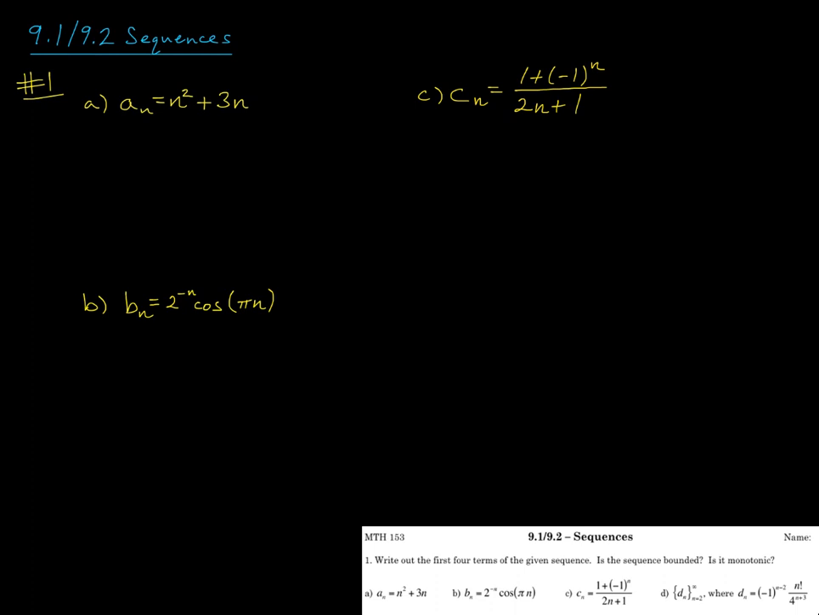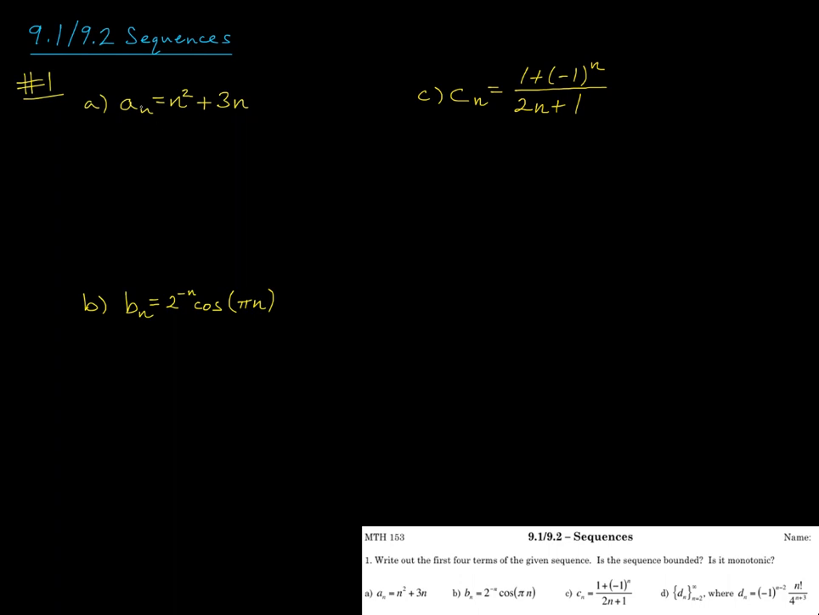In this video, we'll look at the first question on the 9.1, 9.2 worksheet. It says to write out the first four terms of the given sequence. Is the sequence bounded? Is it monotonic? In the last video, I'd asked you to have a look at these before watching this video and checking your work. So I'll put the answers up for each one, and then we'll talk through them so you can check your answers.